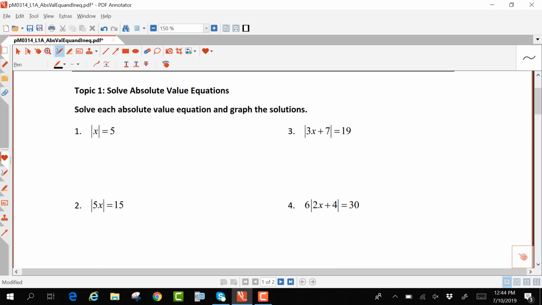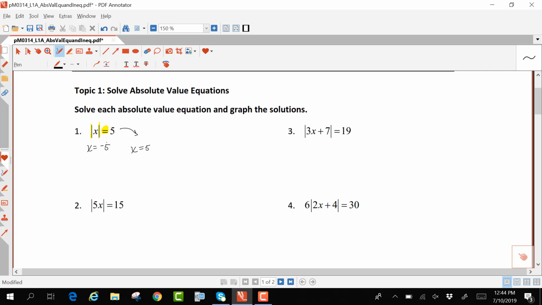In number one, you can see we have an absolute value and we have the equal sign indicating an equation. So to solve an absolute value equation, we branch into two parts. One is that x is equal to 5, and the other is that x equals a negative 5. So the second branch is to make the right side of the equation negative.